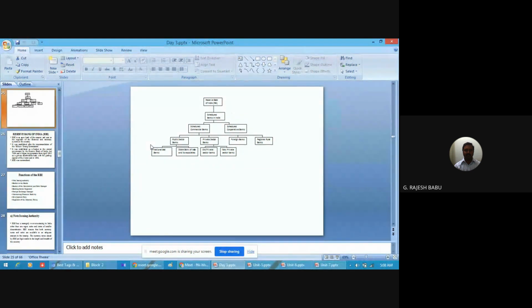Normally, banks in India are divided by the Reserve Bank of India into scheduled banks. Scheduled banks in India are divided into two: scheduled commercial banks and scheduled cooperative banks. Scheduled commercial banks are further divided into two: public sector banks and private sector banks. Then scheduled cooperative banks are divided into foreign banks and regional rural banks.